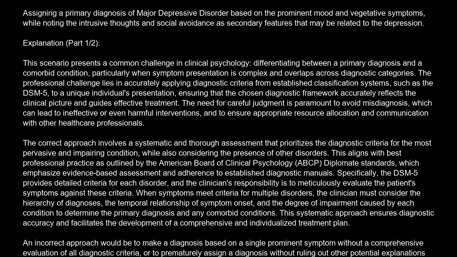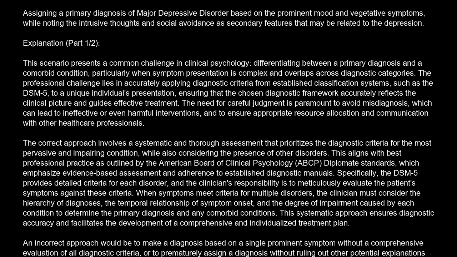The correct answer is A. Assigning a primary diagnosis of major depressive disorder based on the prominent mood and vegetative symptoms, while noting the intrusive thoughts and social avoidance as secondary features that may be related to the depression.